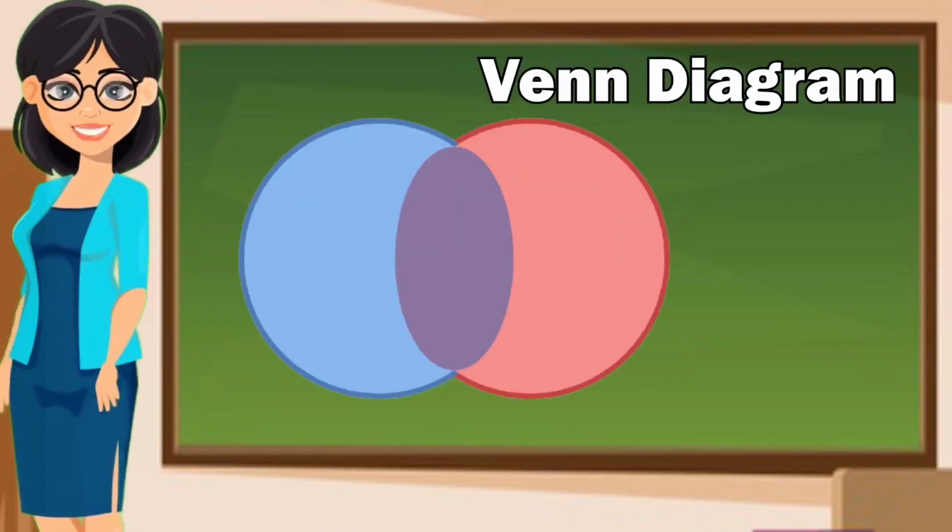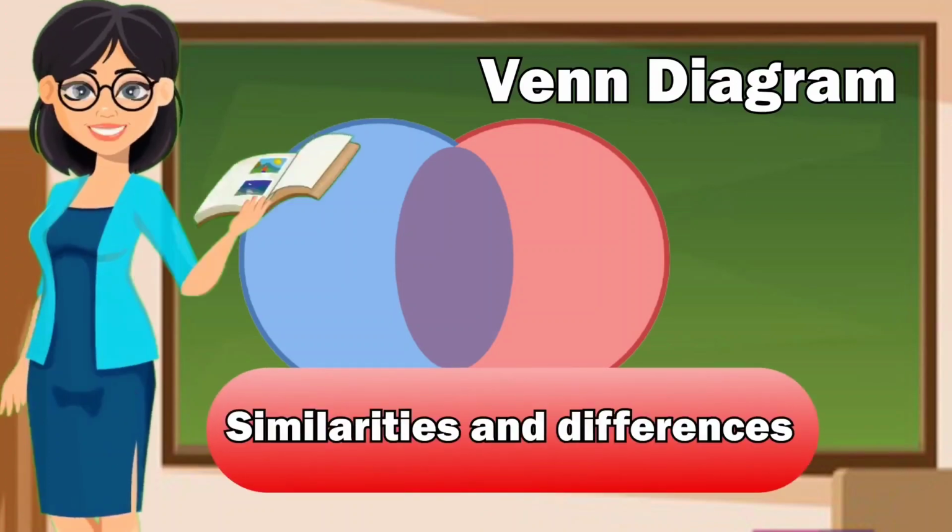A Venn diagram uses overlapping shapes, usually circles, to show or represent the similarities and differences between two or more items or concepts.